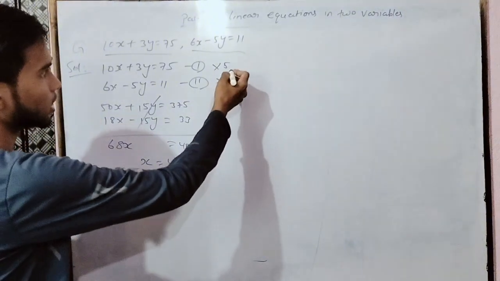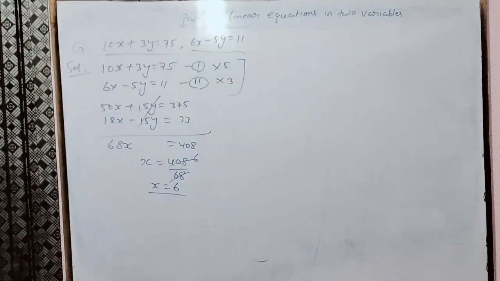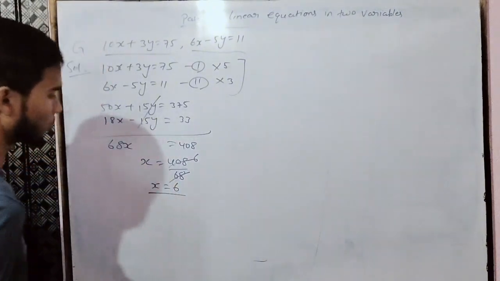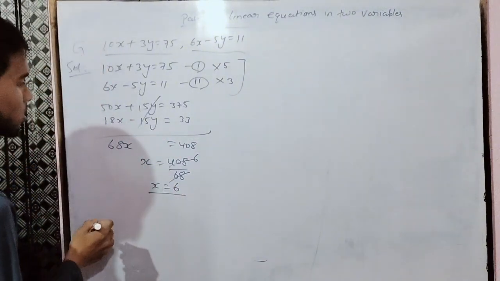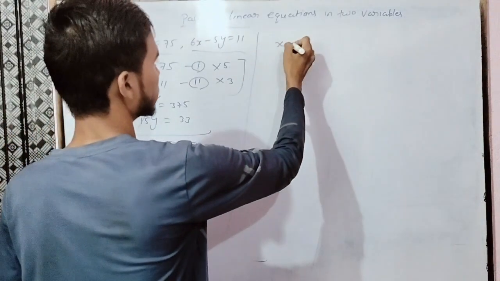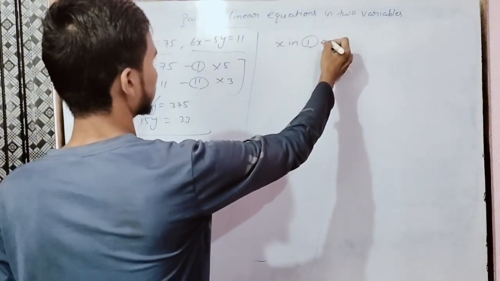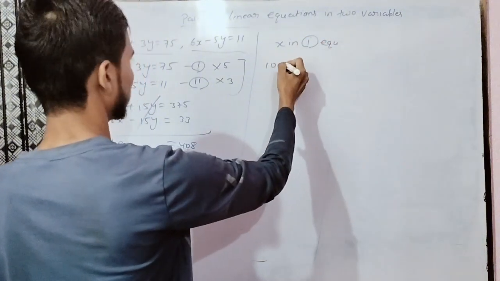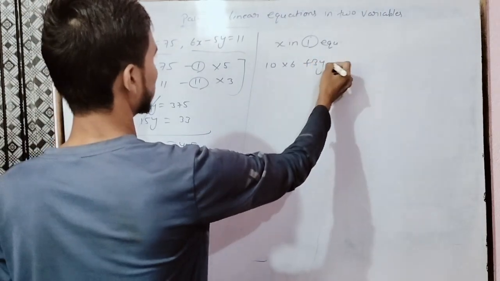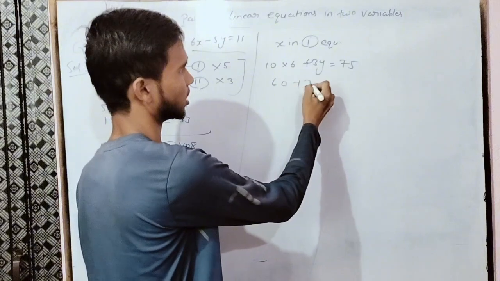So we have applied the elimination method here. Now we have found the value of one variable, x. So we will substitute this value in any equation. Let's say x in the first equation. So 10 multiplied by 6, plus 3y, equals 75. Now 10 times 6, as you know, is 60 plus 3y.